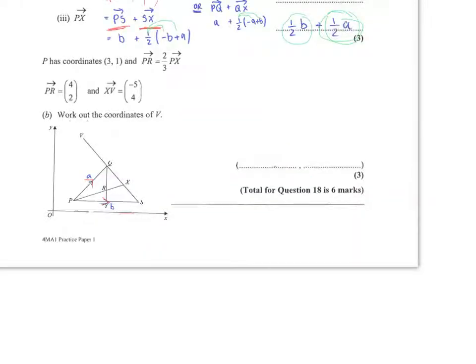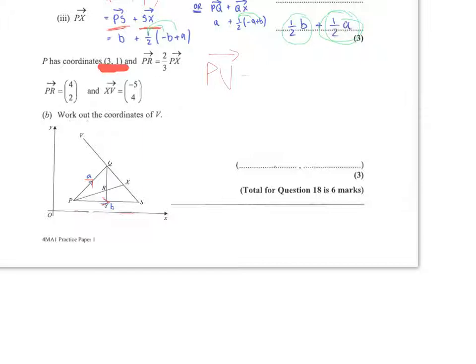Probably work out the coordinates of v. Well, we're told the coordinates of p, and so in order to work out the coordinates of v, we're going to consider the vector p to v. If I know the vector p to v, then I can translate my p coordinates to find my v coordinates.